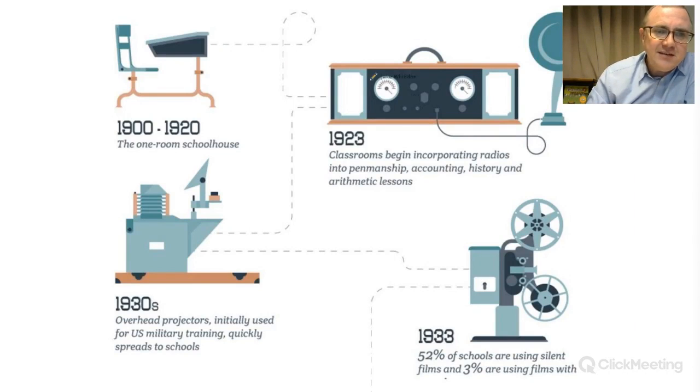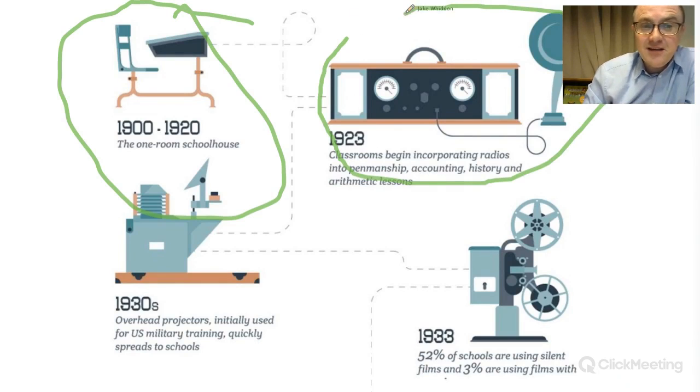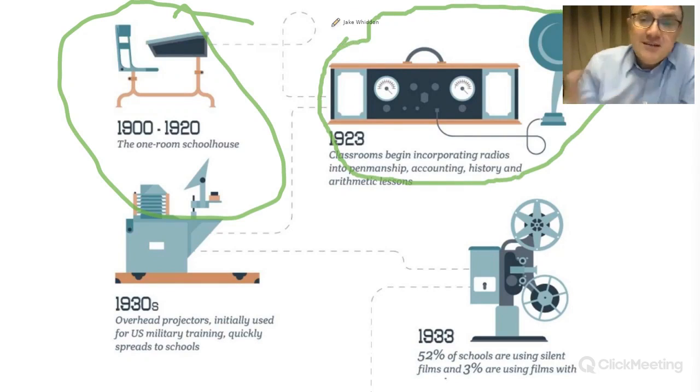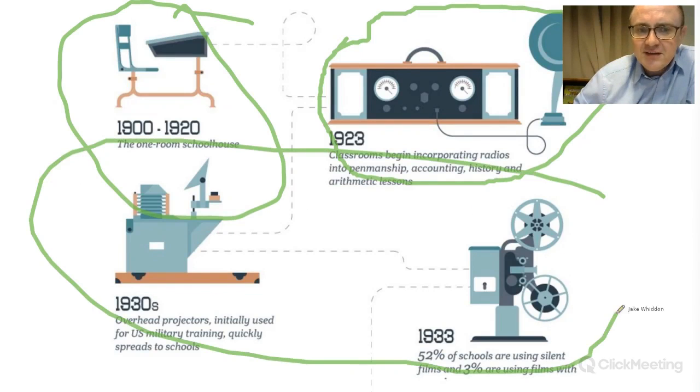This is back in the 1920s. We had just a desk. That was all we had. And then in 1923 came the very first radios into the classroom. And everyone thought, this is going to change the way teachers teach. They'll be able to replace the teacher and just have a radio. But it didn't, right? Then in the 1930s, we saw projectors and we saw overhead projectors.